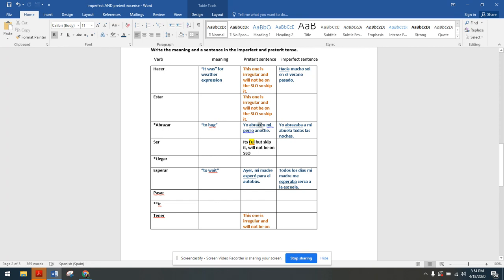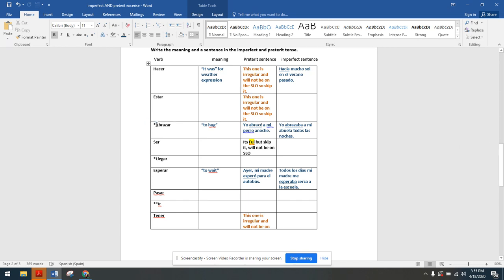But with abrazar, because it's a zar verb, when we talk about preterite, the zar becomes a se. Yo abracé a mi perro anoche. So last night, I hugged my dog. Done. I just did it last night. That's it. I could have said I used to hug my dog every night, but then I would have to put it here. Yo abrazaba a mi perro todas las noches, right? But I didn't. I just said I hugged my dog once last night.